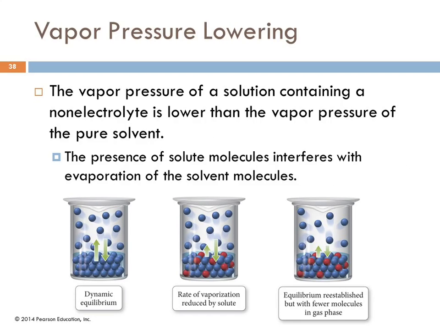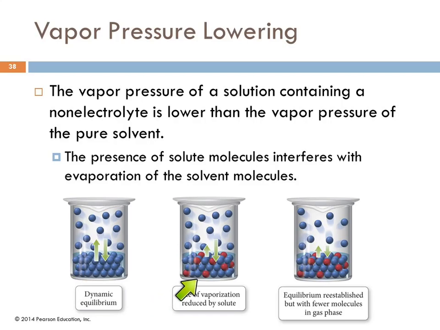Another colligative property is vapor pressure lowering. The vapor pressure of a solution containing a non-electrolyte is lower than the vapor pressure of the pure solvent. If we look at the picture, we've talked about the dynamic equilibrium involved in vapor pressure and evaporation and condensation. So we have molecules evaporating into the gas state, we have gas molecules condensing into the liquid state. Dynamic equilibrium, these are happening at equal rates.